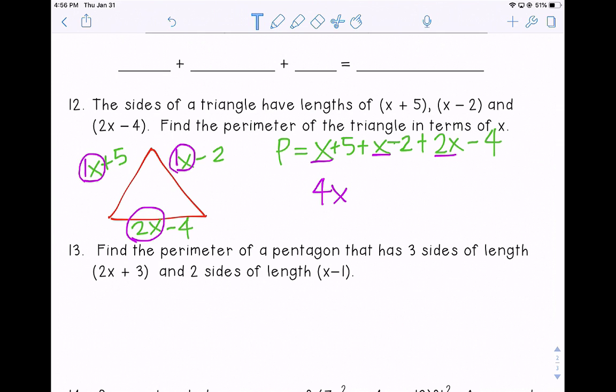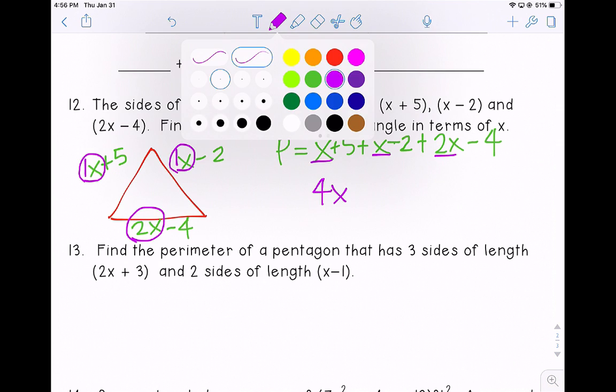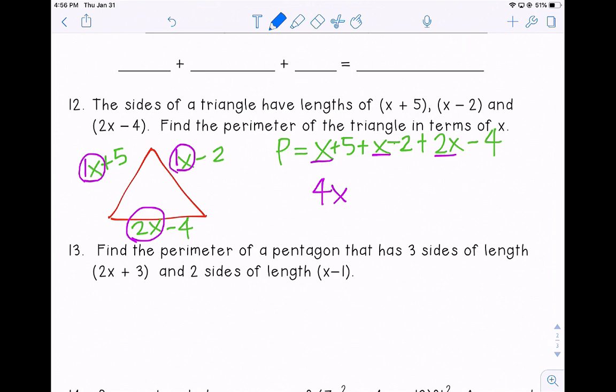And then we have constants. Again, constants are numbers without variables of a positive 5, a negative 2, and a negative 4. So 5 minus 2 would be 3, and 3 minus 4 more would be minus 1. Again, what I would get if I just, from here, did 5 minus 2 minus 4.